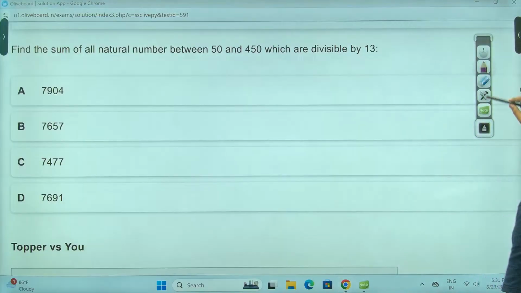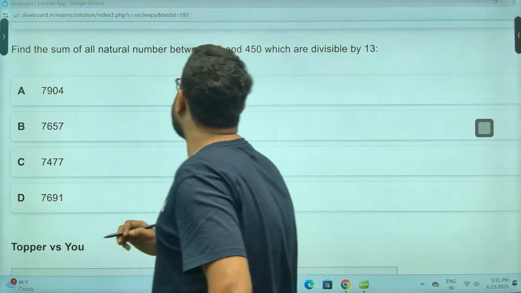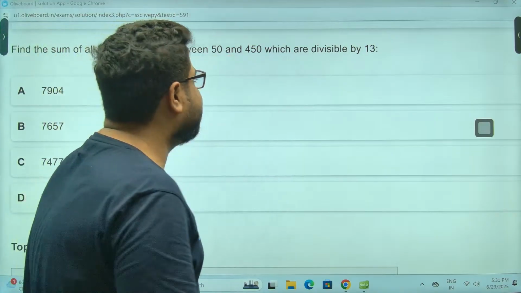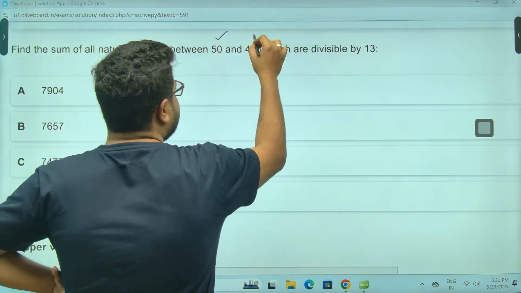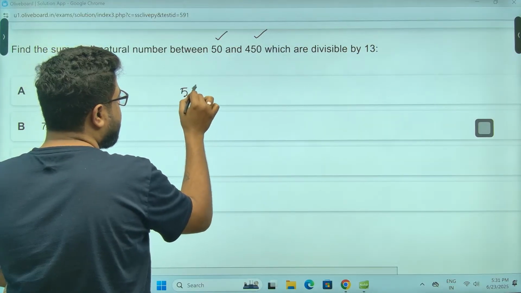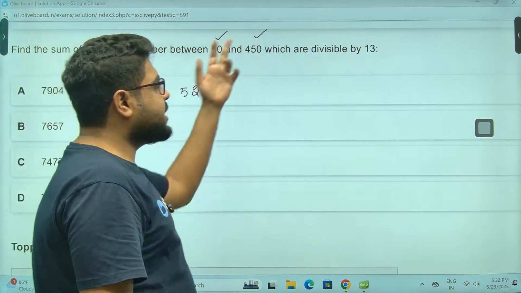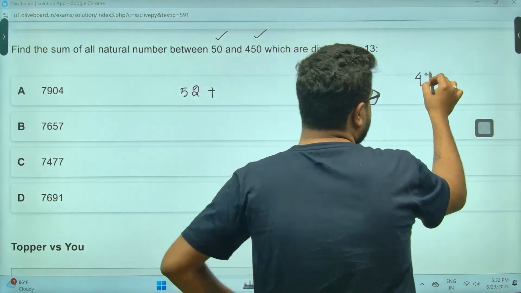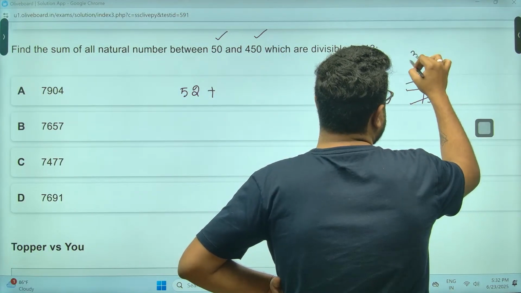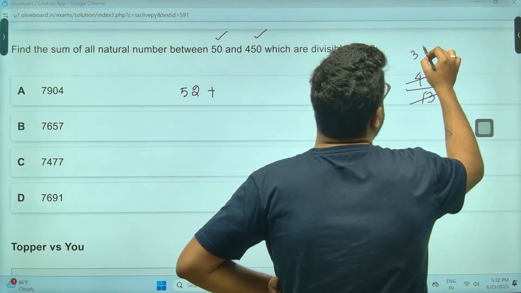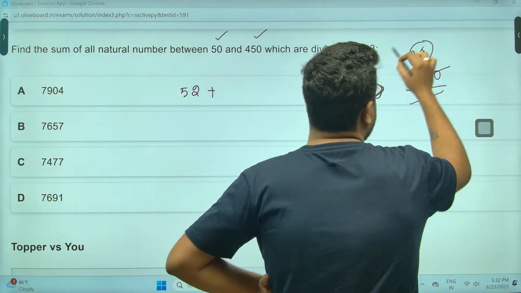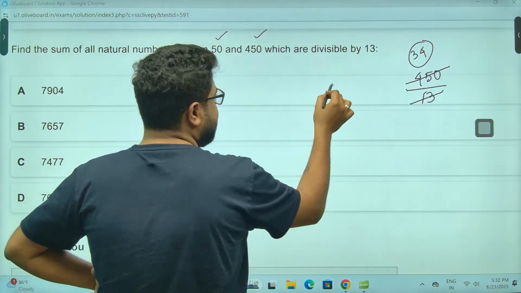Find the sum of all the natural numbers between 50 and 450 divisible by 13. Sir, AP का question, right? We have done multiple. Sir, between 50 and 450, the first multiple of 13 is 52. And the last multiple, थोड़ा निकाल लेते हैं sir. 450 divided by 13, sir. 3 13s are 39, 60. 4 13s are 52. So 442 is the last number, sir.